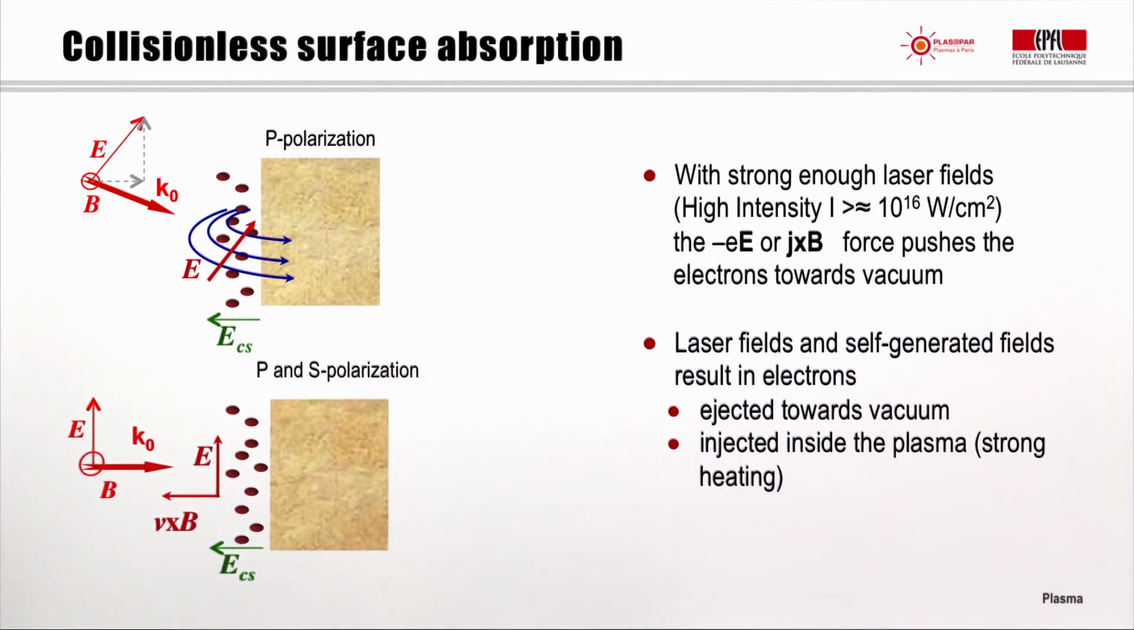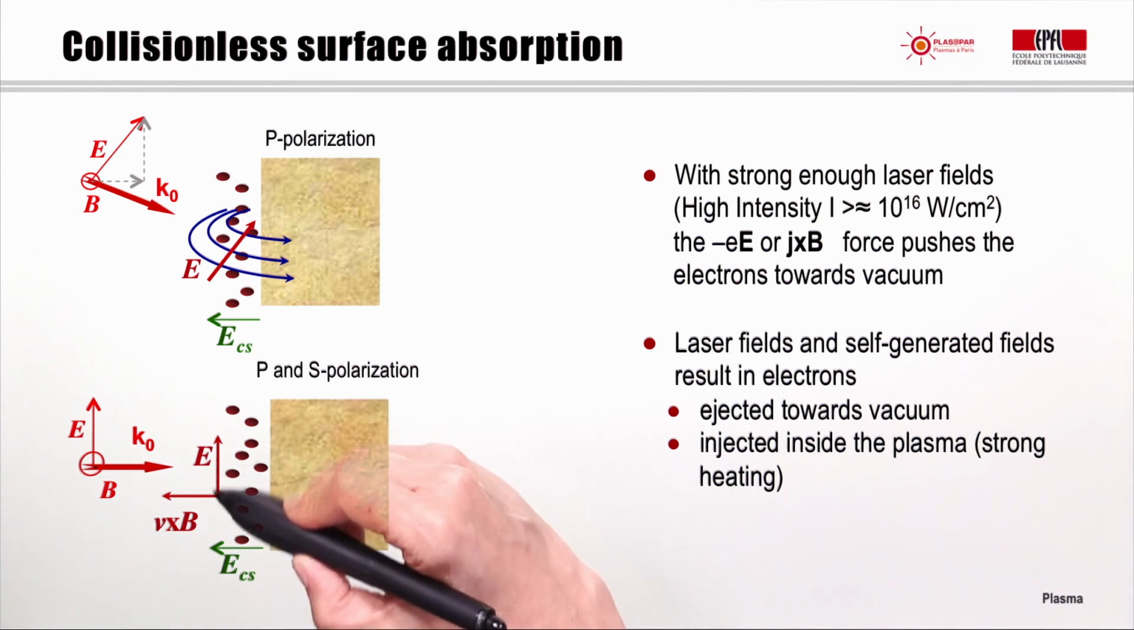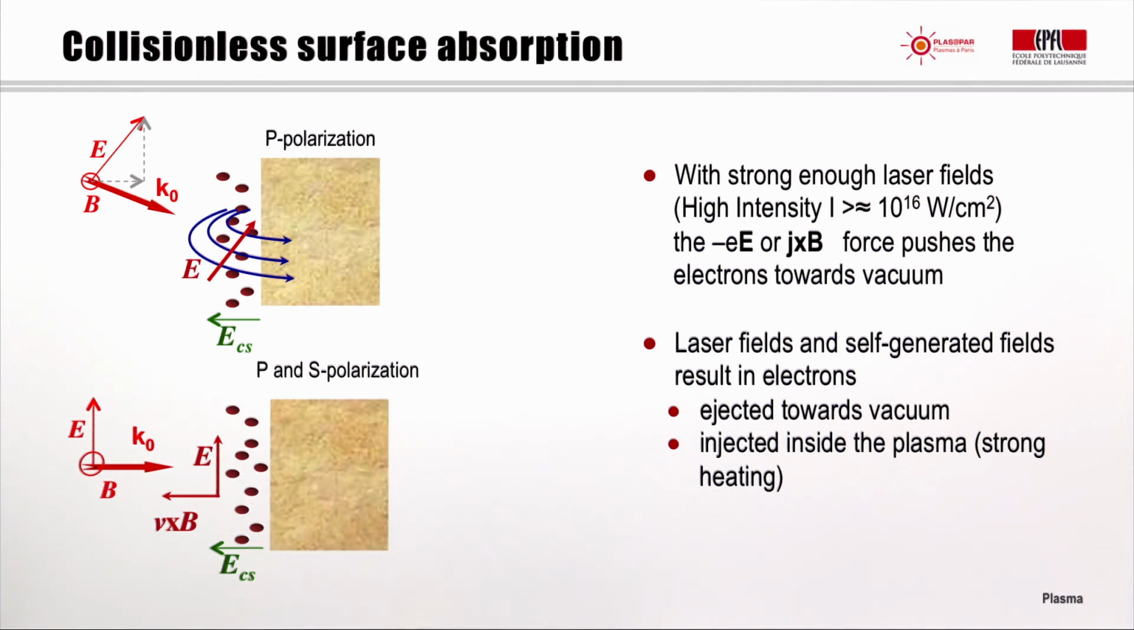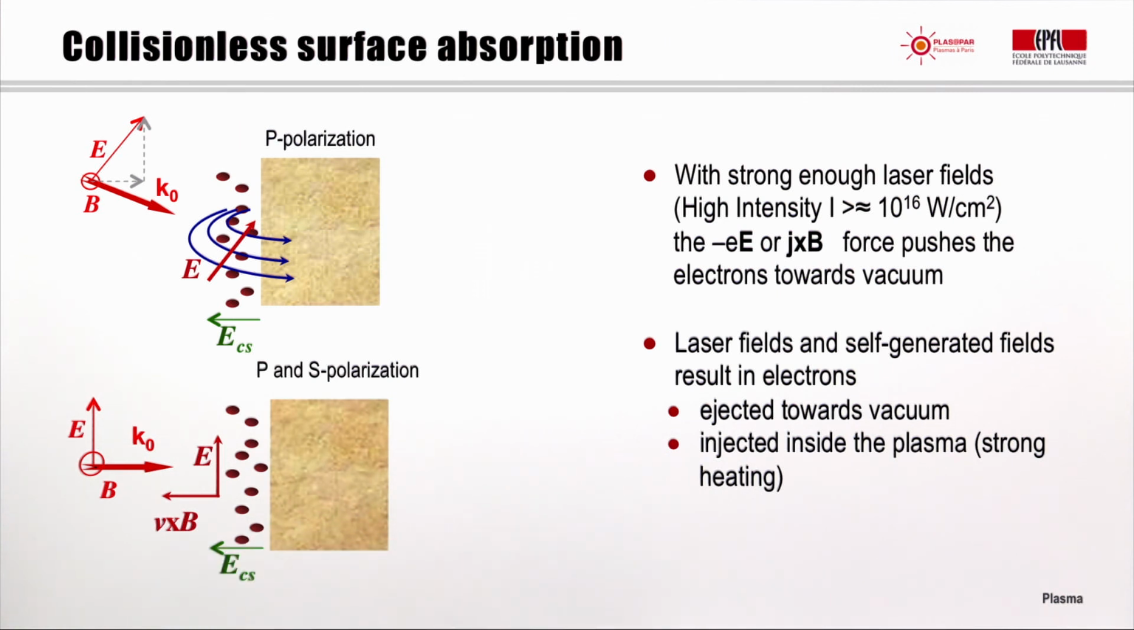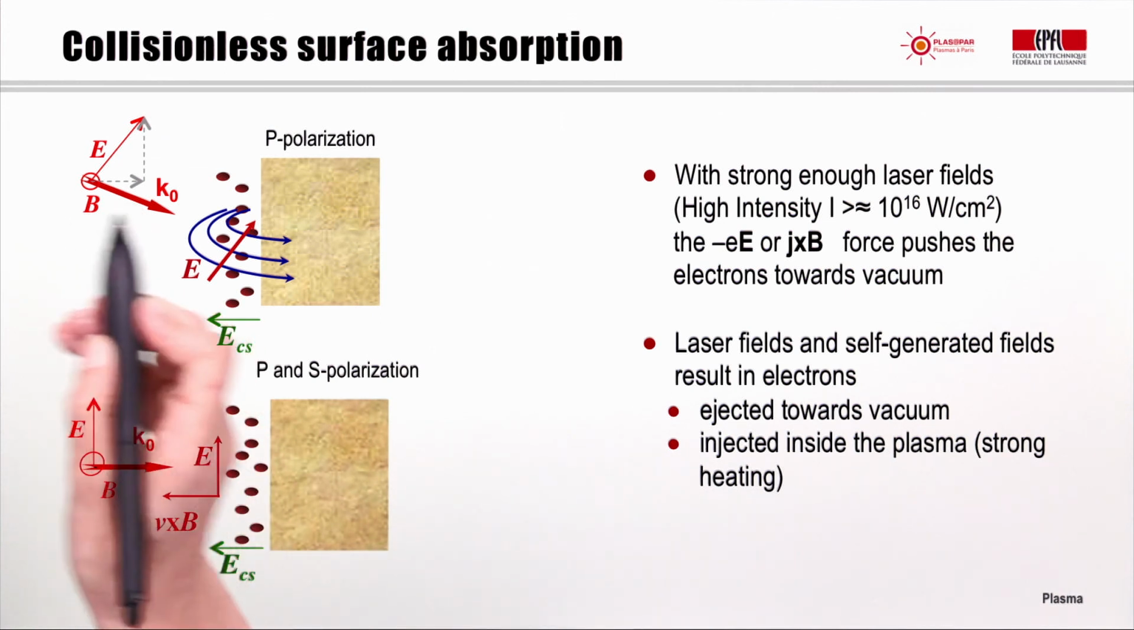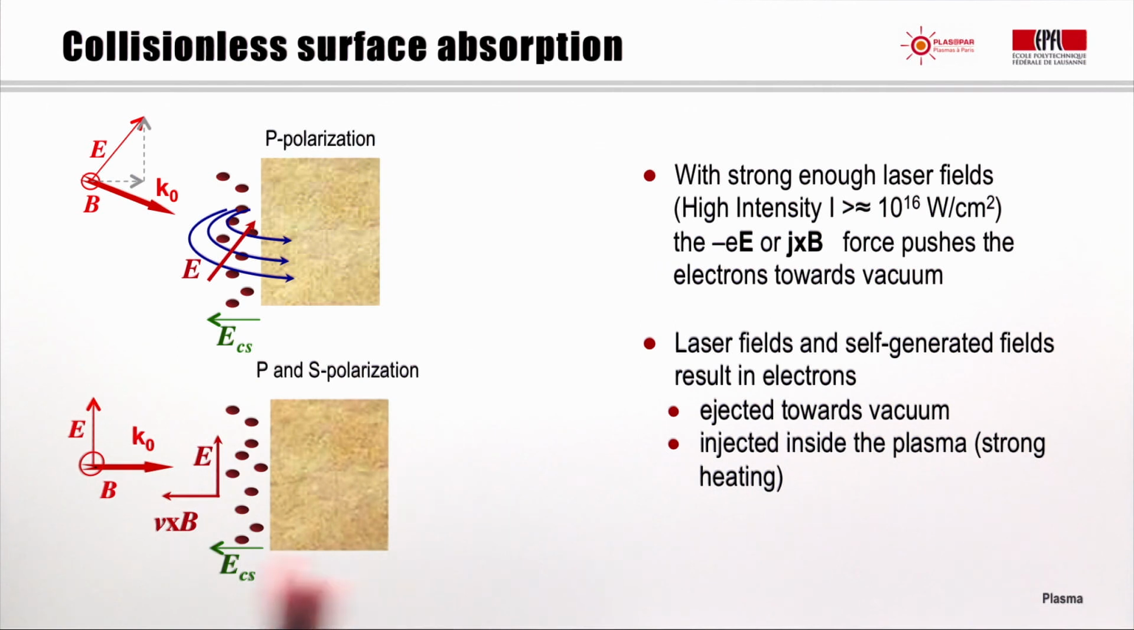The same mechanism can apply for the motion induced by the laser magnetic field, and this will hold for both P and S polarization. First of all, the electrons move along the E vector as usual, but then their velocity in this direction, crossed with the magnetic field that is out of the board here, will give a component of the Lorentz force that is perpendicular to the surface. This component will act in the same way as the Z component of the electromagnetic field, pulling them out and in. When they're out, there is the space charge field that pulls them back in, and again we have a strong heating.